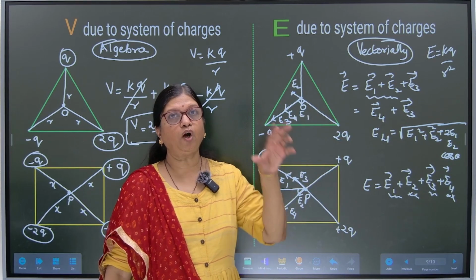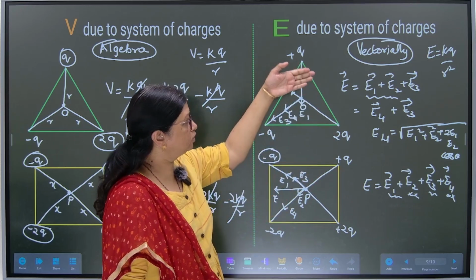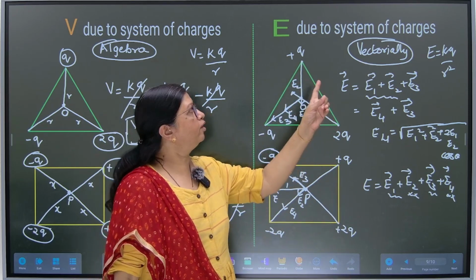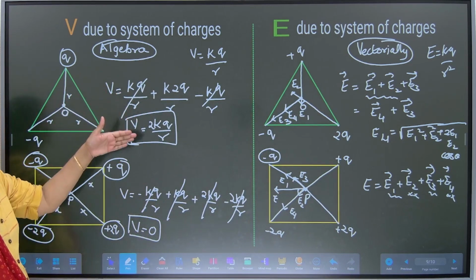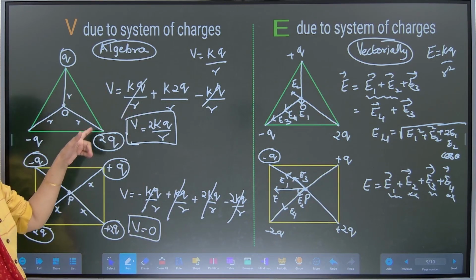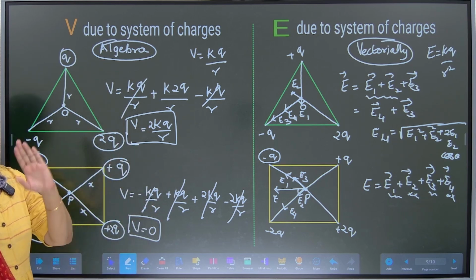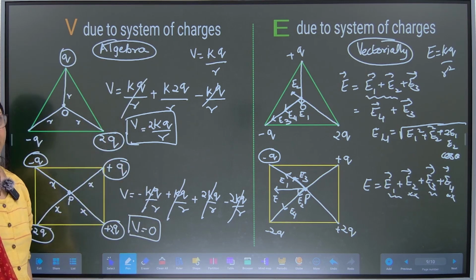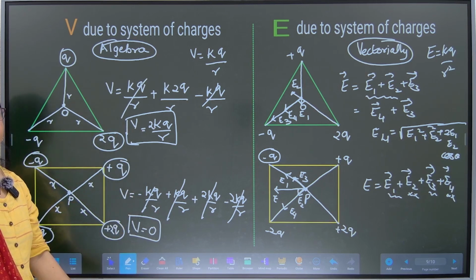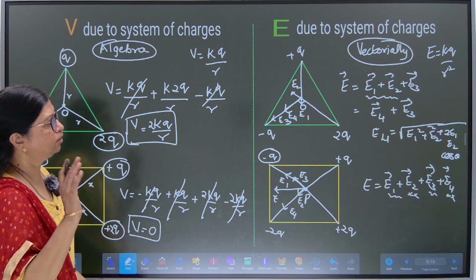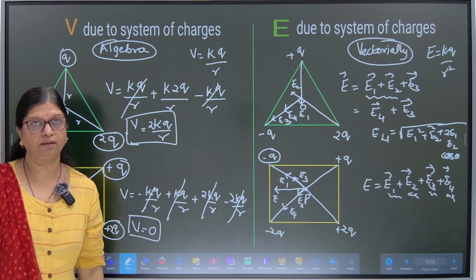So, for finding out the electric field, we have to use this procedure of vector addition. And for finding out the potential due to charges, I have to just add them algebraically. Understand the difference? That's why I have shown the comparison. Fine. So, understand and take a pic, and I shall move on now so that you understand the procedure properly.